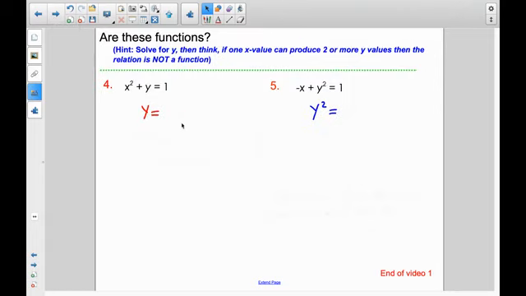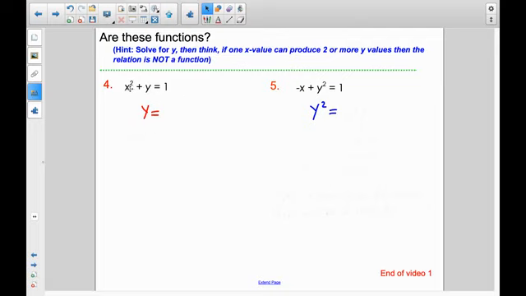And moving on, this is going to be the last slide of this video. Are these functions? Now we're going to do some algebra. We've been given an equation and we're going to have to do some algebraic manipulation to work out whether these are functions. So remember the definition, each x must only give me one y. So what I'm going to do is solve each equation for y and then think, if I put in one x value, would I get more than one answer for y?